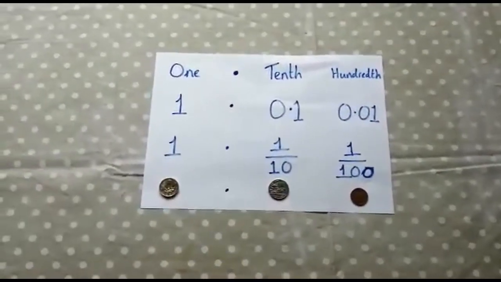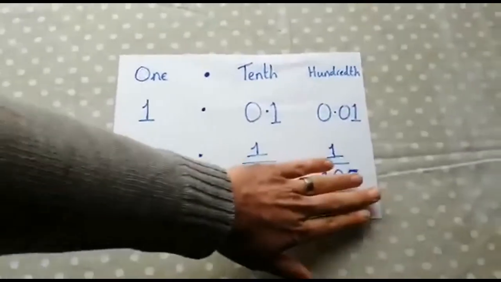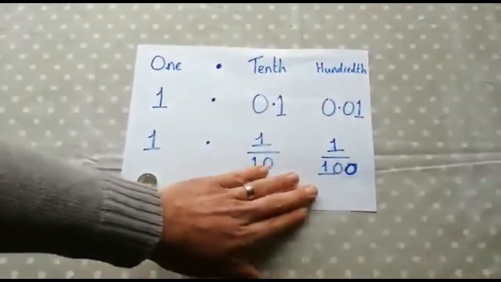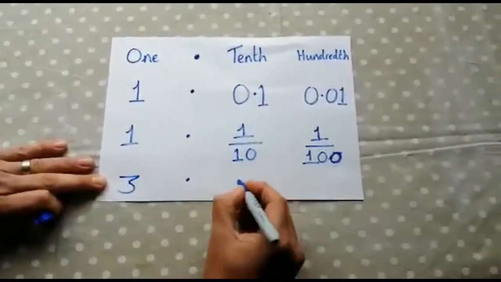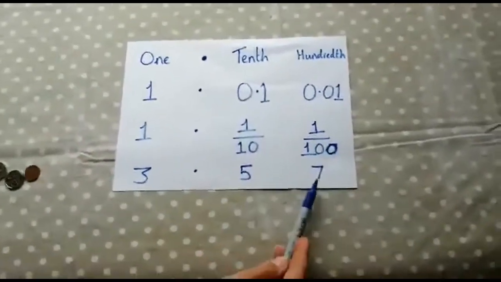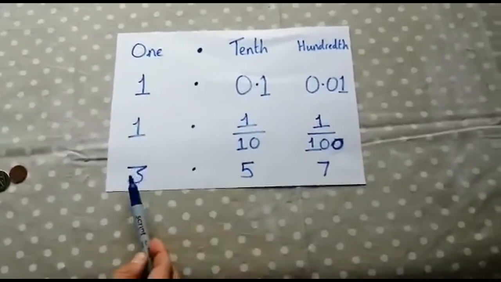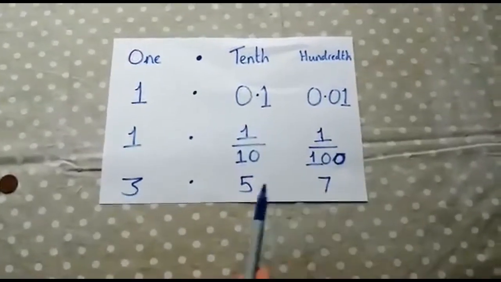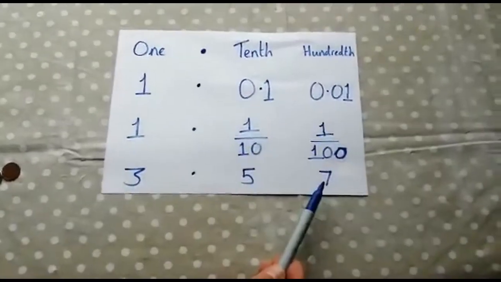Now, just to remember, with money, we'd say £1.11, but when we're reading decimals, if we had the number 3.57, we read the digits after the decimal point separately. So we don't say 3.57 as fifty-seven, we say 3 point 5 7, because that's not worth 50, that's worth 5/10, and that's worth 7/100.